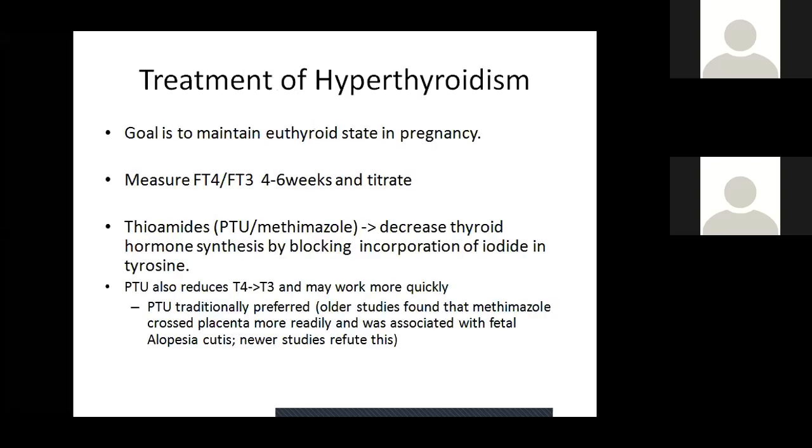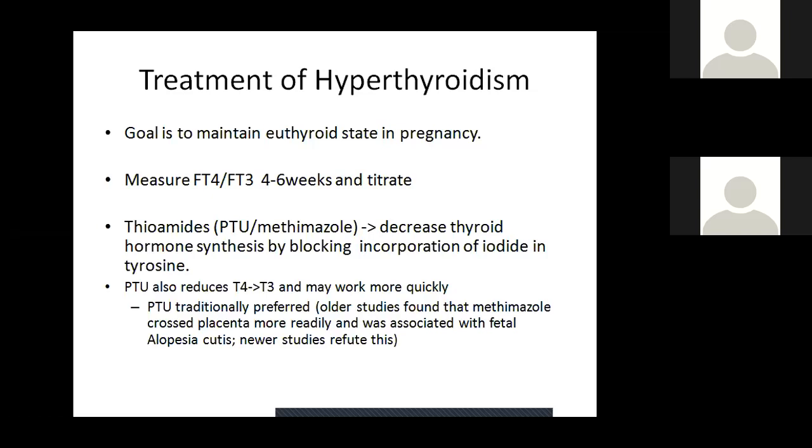Treatment. The goal of treatment is to maintain the euthyroid state in pregnancy. We measure free T3, T4 levels every 4 to 6 weeks and titrate the dose of the medications according to the levels. The most common drugs are thioamides. These are propylthiouracil or methimazole, and they basically decrease the thyroid hormone synthesis by blocking the incorporation of iodide in tyrosine. As we discussed earlier, iodine is the main component of thyroid hormone synthesis. So they block the incorporation of iodide and inhibit the production of the thyroid hormone.